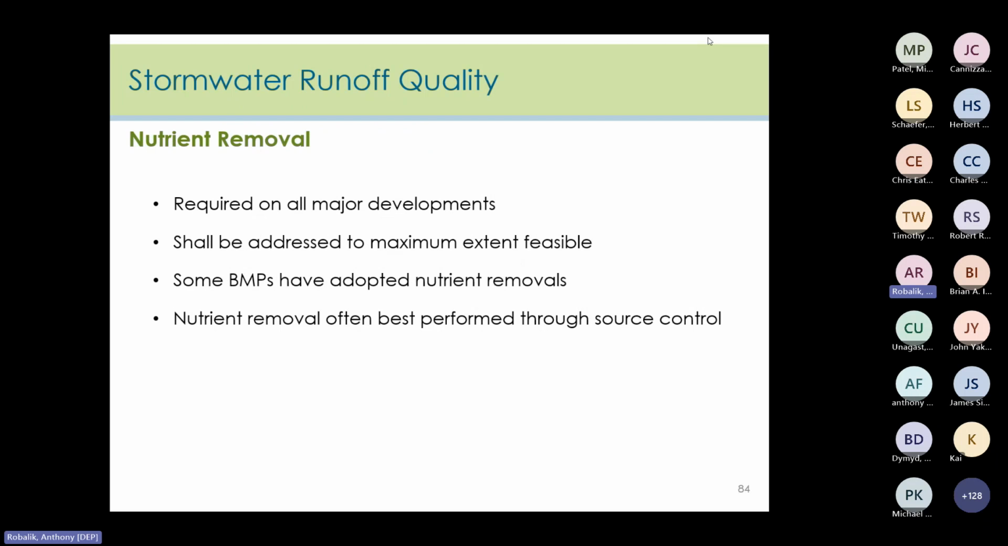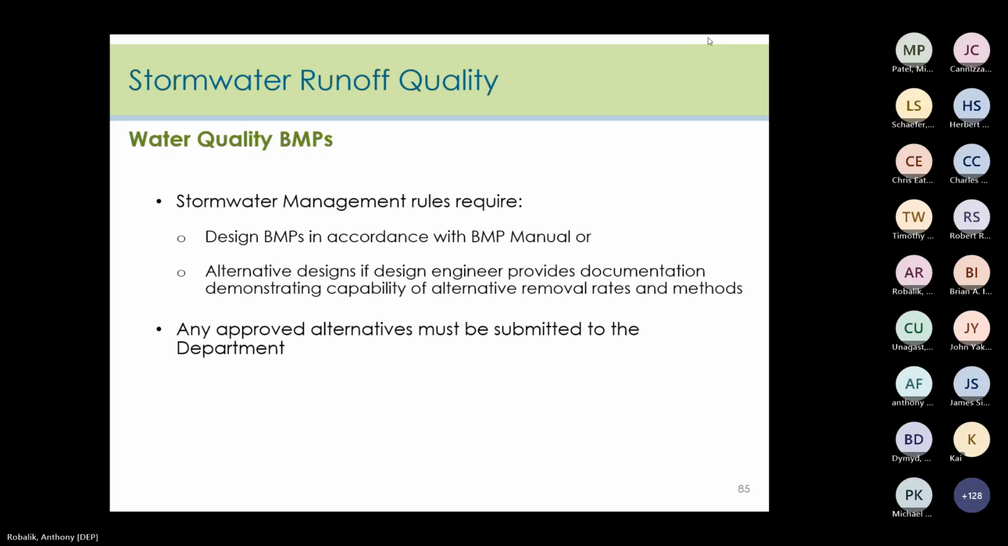Okay, so moving on to nutrient removal. Nutrient removal is required for all major developments. As we saw a couple slides ago, some BMPs have adopted nutrient removal capabilities, but often the best way to handle nutrient removal is through source control. So BMPs being used to meet the water quality standard must be designed in accordance with the BMP manual. And alternative designs that deviate from the BMP manual requirements may be used, but these designs must be submitted to the department for approval.